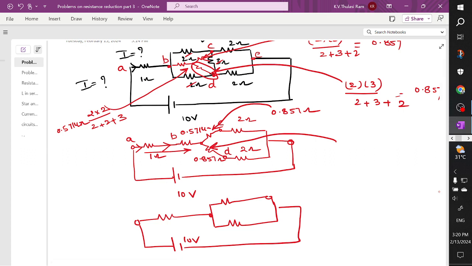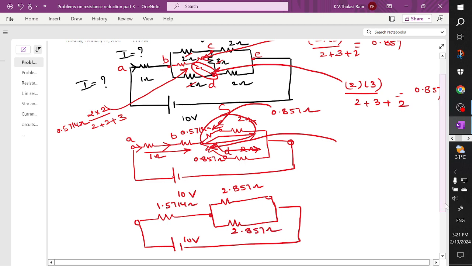So when you add this 1 ohm and 0.57, you are going to get the value of 1.5714 ohms. And you see here this is 0.857 and this is 2, then you are going to get 2.857. I can say that these two are connected in series connection. Why? Because the current is the same, and these two are also connected in series connection. Therefore the sum is 2 plus 0.857, which is again 2.857 ohms.